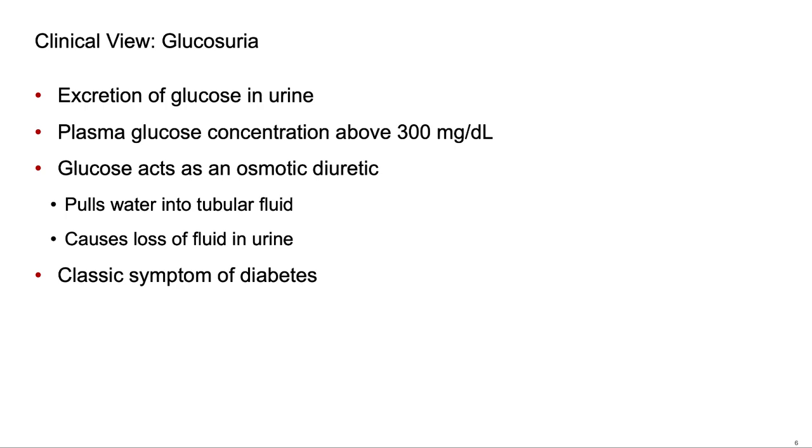Now, you'll see several things in patients with diabetes, but one thing you'll see in relation to the glucosuria is increased urine formation, and this is called polyuria. Polyuria: poly meaning lots or many, and uria meaning urine. So you make lots of urine, right?